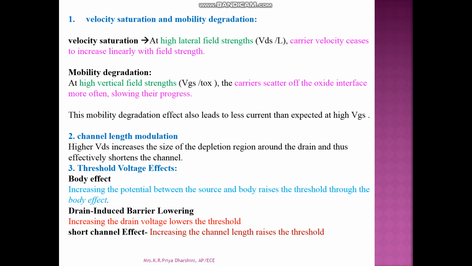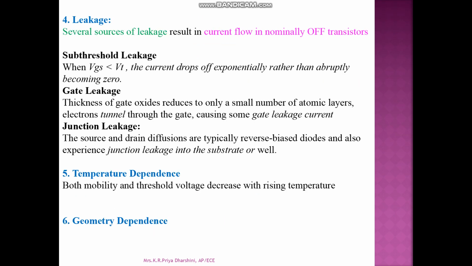For the threshold voltage effect, you should be clear about what the body effect is, what drain induced barrier lowering is, and what the short channel effect is. Body effect means increasing the potential between the source and body raises the threshold. Drain induced barrier lowering means increasing the drain voltage lowers the threshold. Short channel effect means decreasing the channel length lowers the threshold voltage.